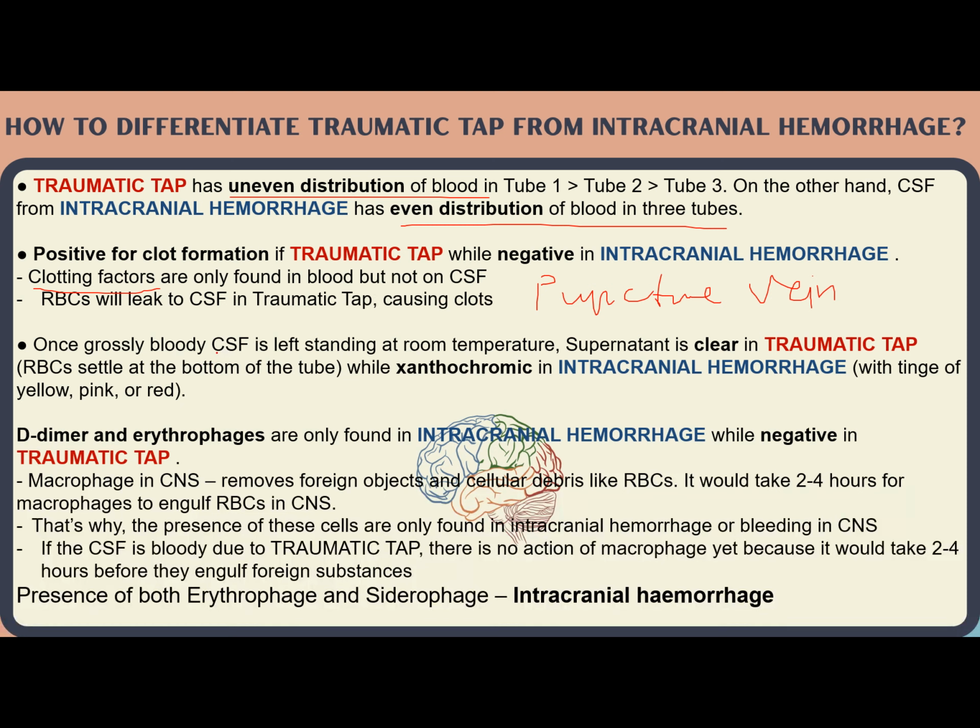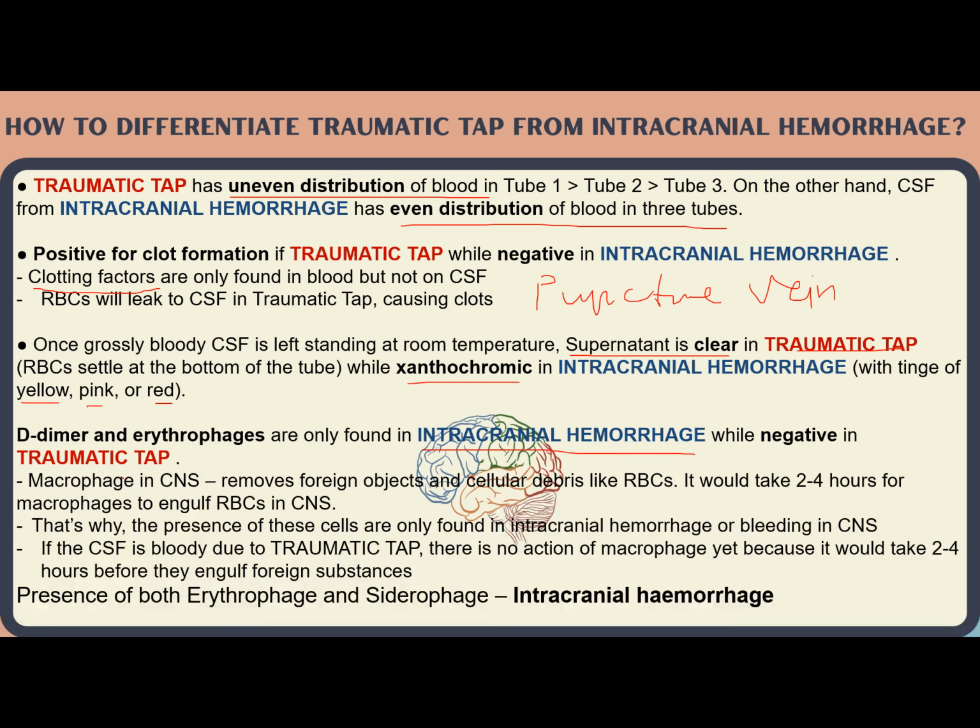Now, once grossly bloody CSF is left standing at room temperature, the supernatant would be clear in a traumatic tap. RBCs would settle at the bottom of the tube, while it is xanthochromic in intracranial hemorrhage, with a tinge of yellow, pink, or red. Then D-dimer and erythrophages are only found in intracranial hemorrhage, while negative in a traumatic tap.